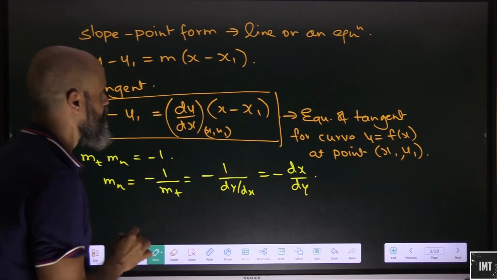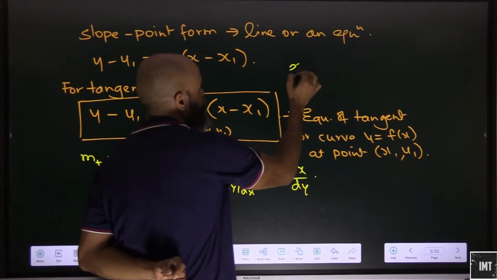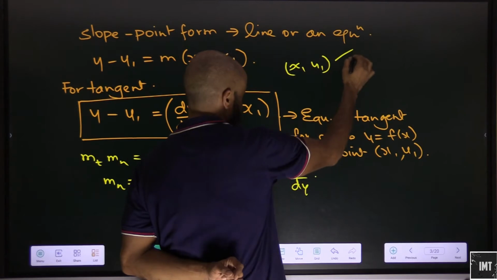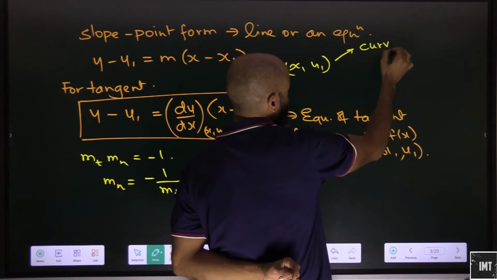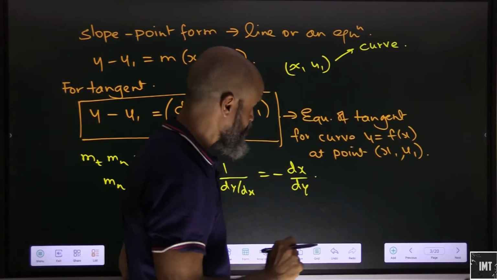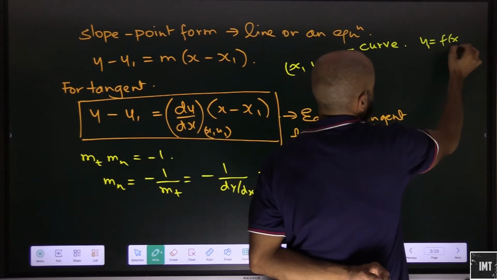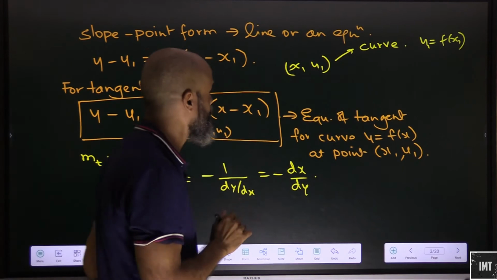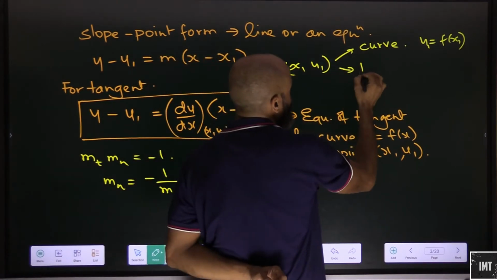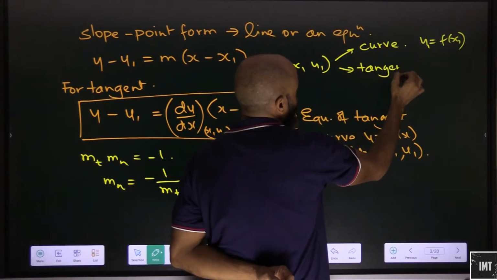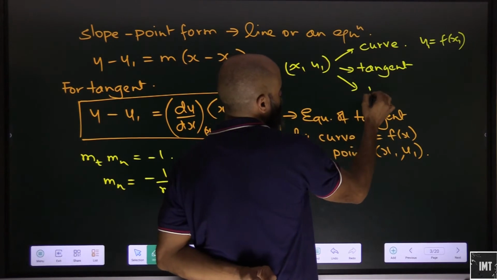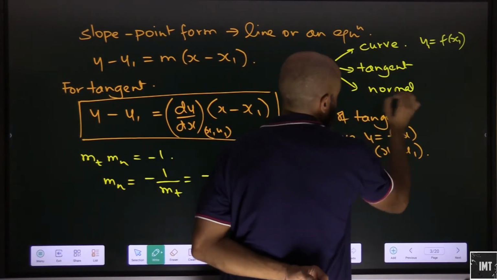And since this point x1 y1 will be lying on the curve, it will be fulfilling the condition of y is equal to fx. So y1 is equal to fx1, it will be fulfilling this condition. This will fulfill the condition of tangent, and it will be lying on the normal as well.